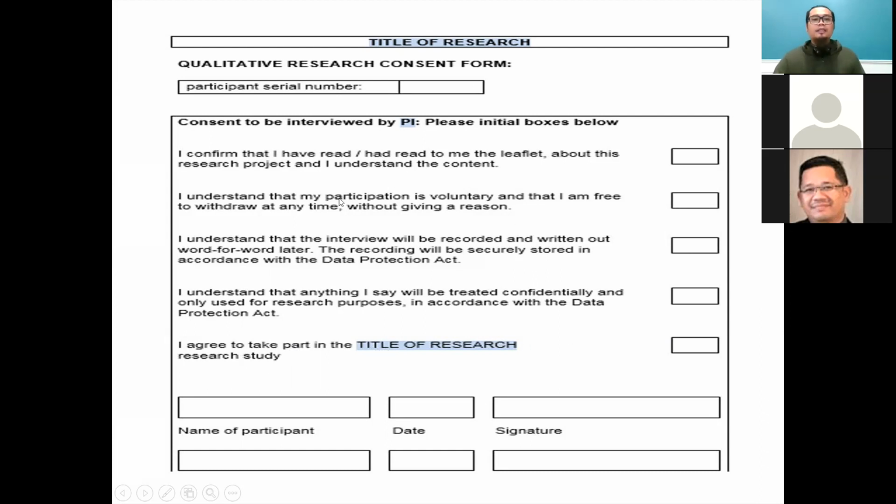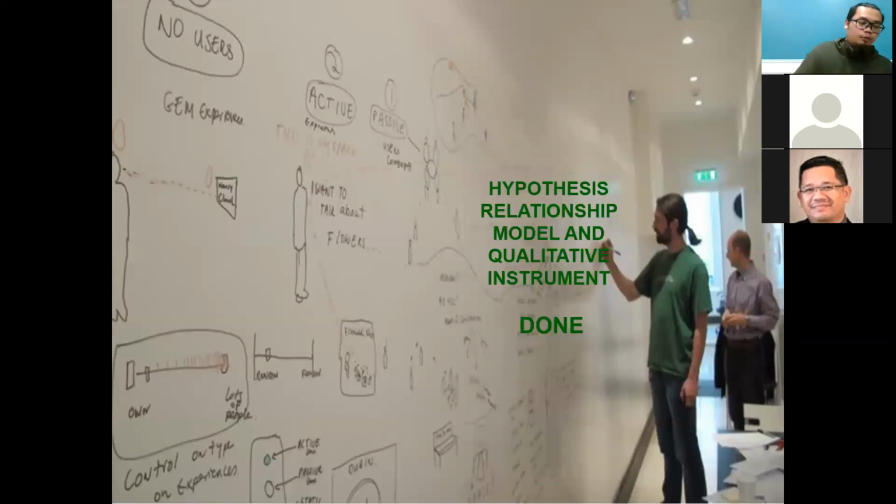So this is an example qualitative research consent form, and I got this from the internet. Actually, the university should provide this consent form, so all students need to follow the standard form to get ethics approval. So you need to consider your research ethics. Okay, that's it.